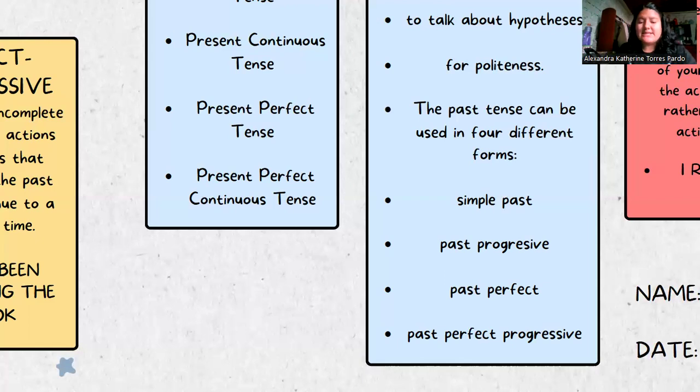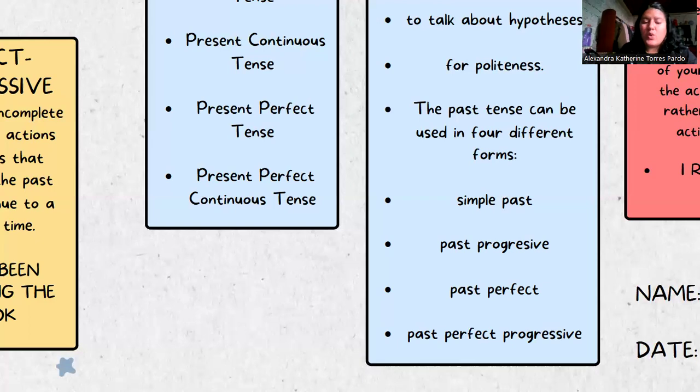The next is the past perfect. The past perfect is used to indicate that a past action or event took place prior to another past action or event. It can also be used in conditional sentences to talk about a hypothetical past event. The past perfect is formed using the auxiliary verb had and the past participle of the main verb.